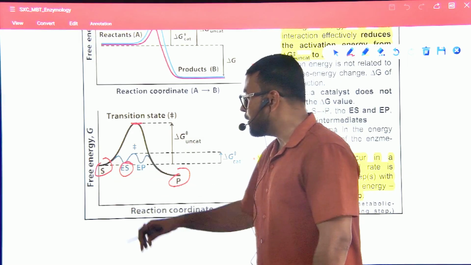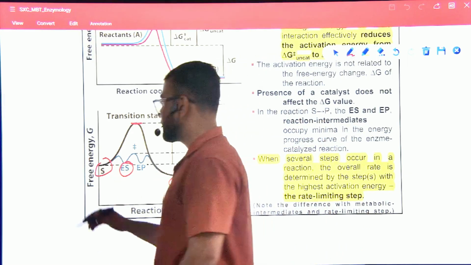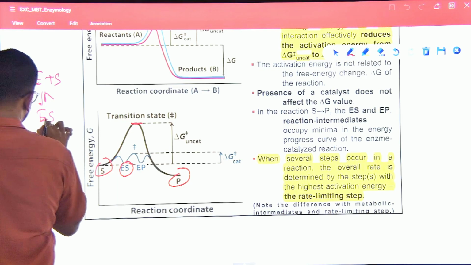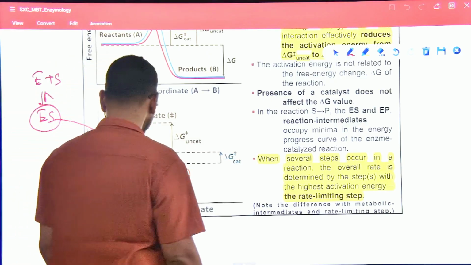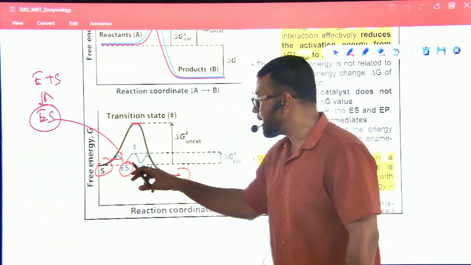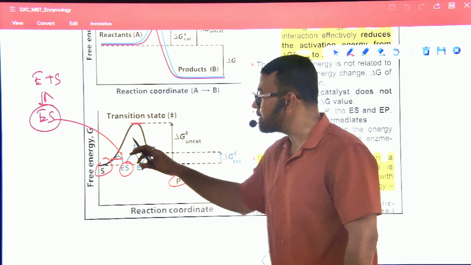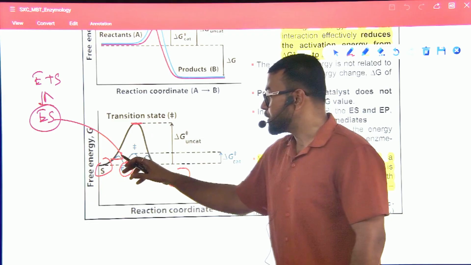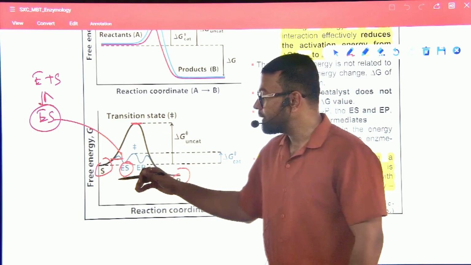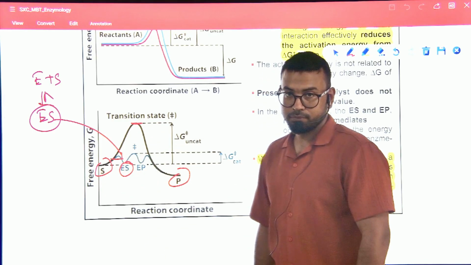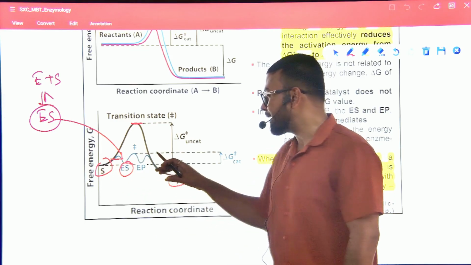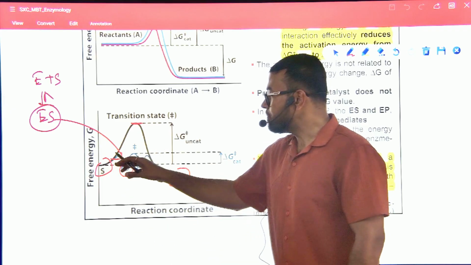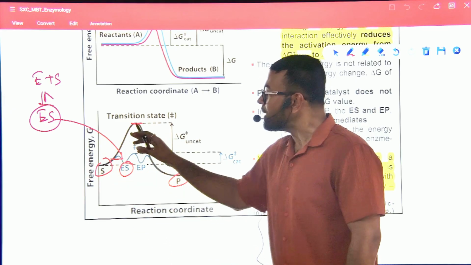Now enzyme is applied into the reaction, just as I have stated: E plus S gives ES. Whenever this ES forms, the applied transition state energy is significantly lower compared to when the substrate is converted into product without any enzyme. So with enzyme, energy is low. Without enzyme, energy is high.